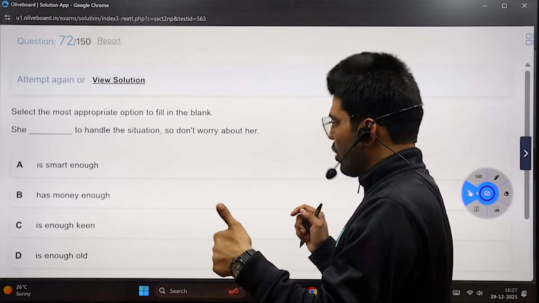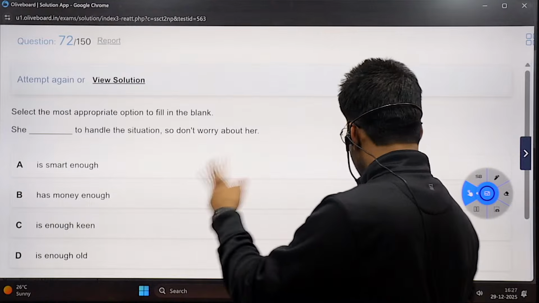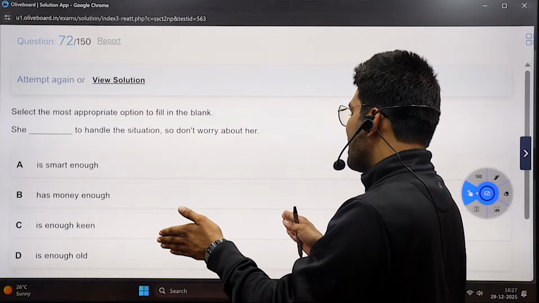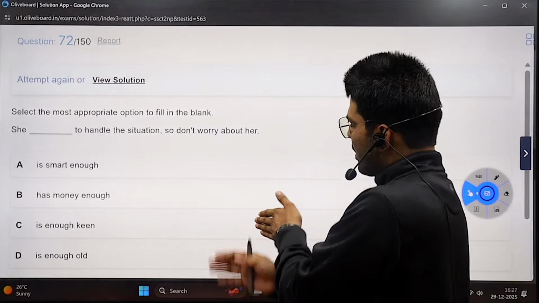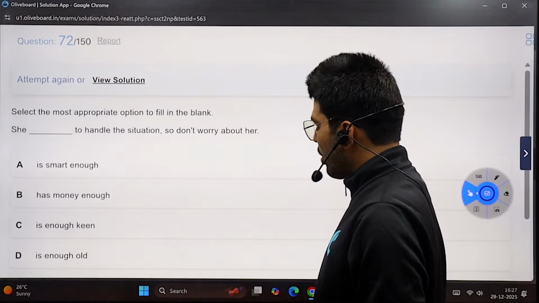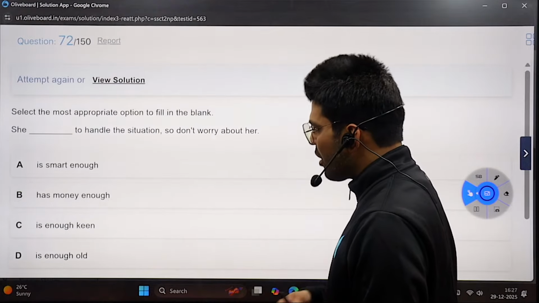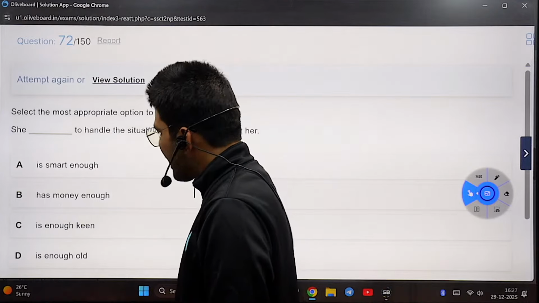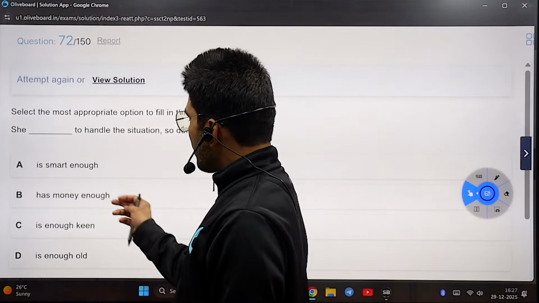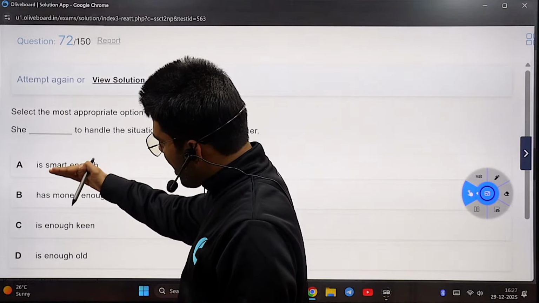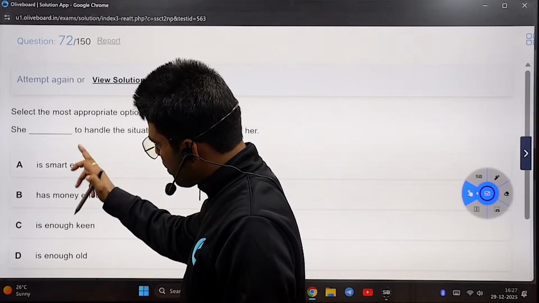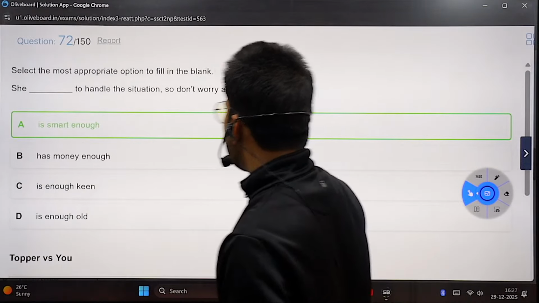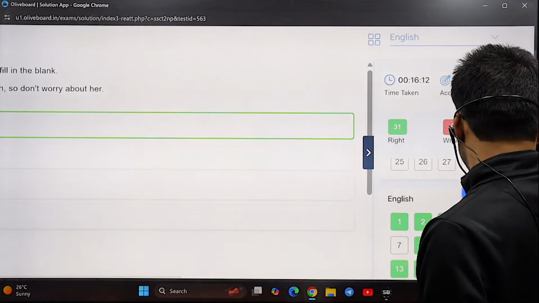Smart enough, okay. "Enough keen" is grammatically wrong. Enough as an adverb modifying adjectives comes after them. Similarly, that's grammatically wrong. Enough old, old enough, rich enough, bold enough, smart enough. That was also grammatically wrong. Just a sec. Money is a noun, enough should come before that. These three are grammatically wrong. Just one is grammatically correct in terms of context.